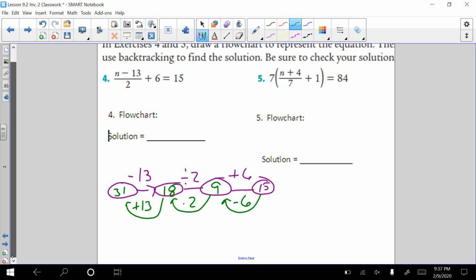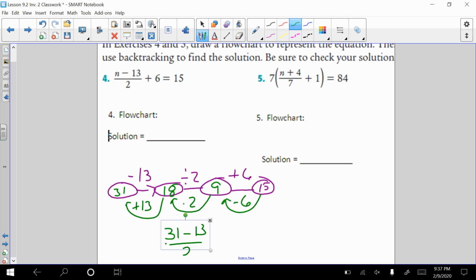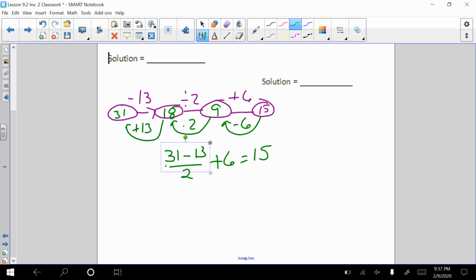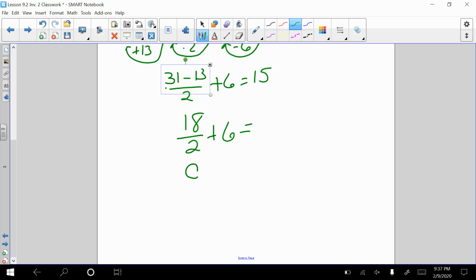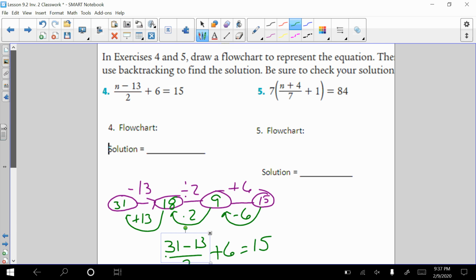So let's go ahead and put this back into my equation. I'll substitute in 31 for the n: 31 minus 13, divided by 2, plus 6 has to equal 15. Is that correct? Well, first I would take 31 and subtract 13 from it to get to 18. Still dividing by 2 plus 6. What does that equal? Well, 18 divided by 2 is 9, plus 6. Yes, that does equal 15. That one checks out.